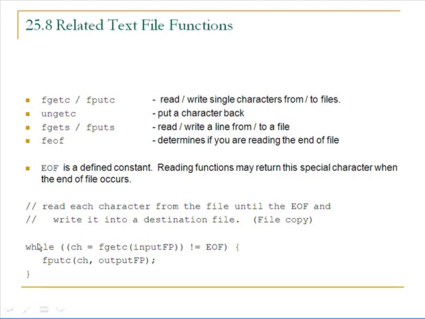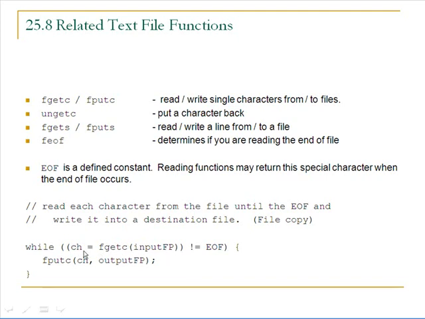So let's look at these two lines of code down here. This is an entire file copy, one character at a time, for use with text files. So fgetc returns either one character from the file and puts it into this variable ch, or it will return the EOF marker.